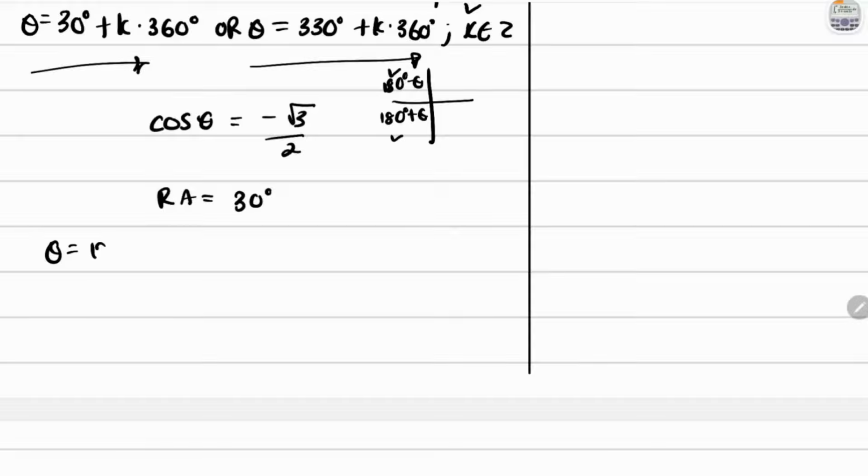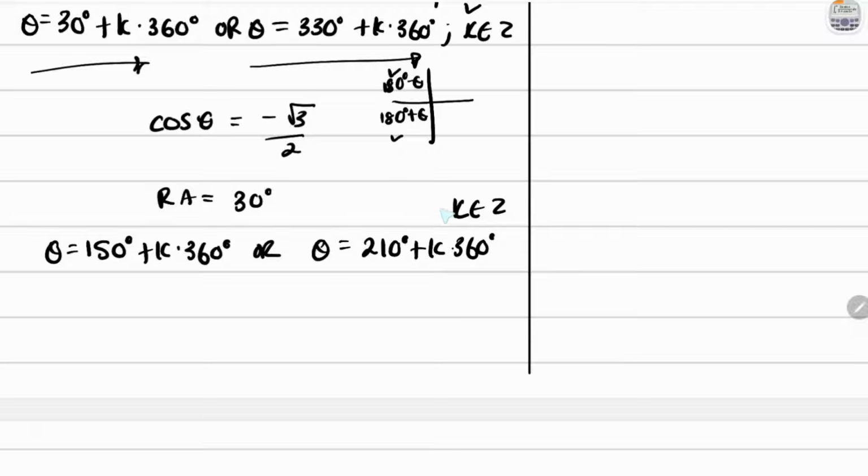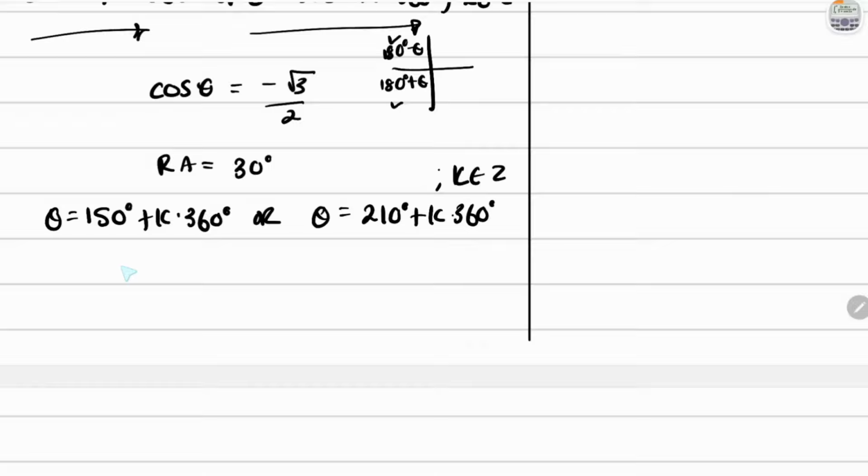So theta again is equal to 180 degrees minus your reference angle, which is 30 degrees, or theta is equal to 180 degrees plus your reference angle. So there you get 150 degrees, then plus k of 360 degrees, or here you will get theta is equal to 180 plus your reference angle, which will give you 210 degrees, then plus k of 360 degrees, and of course where k is an element of integers. So that's what you're going to get in those cases.